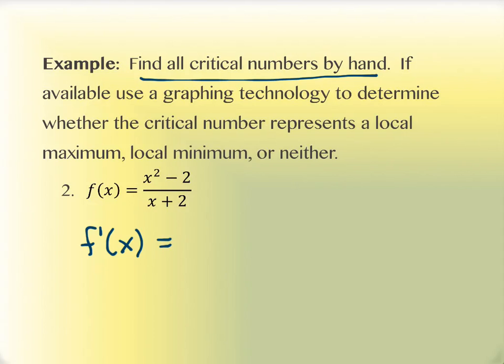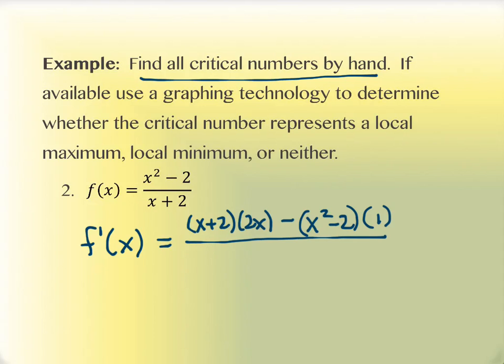Compared to the ones you did on your test, this is simple, right? What is this? x plus 2 times 2x minus x squared plus 2 times 1. Perfect. And that's your numerator, right, Will? Over the denominator squared. Does that look good to everyone? Okay, great. So we're going to clean this up now, simplify that numerator. I get 2x squared plus 4x minus x squared plus 2 over x plus 2 squared.